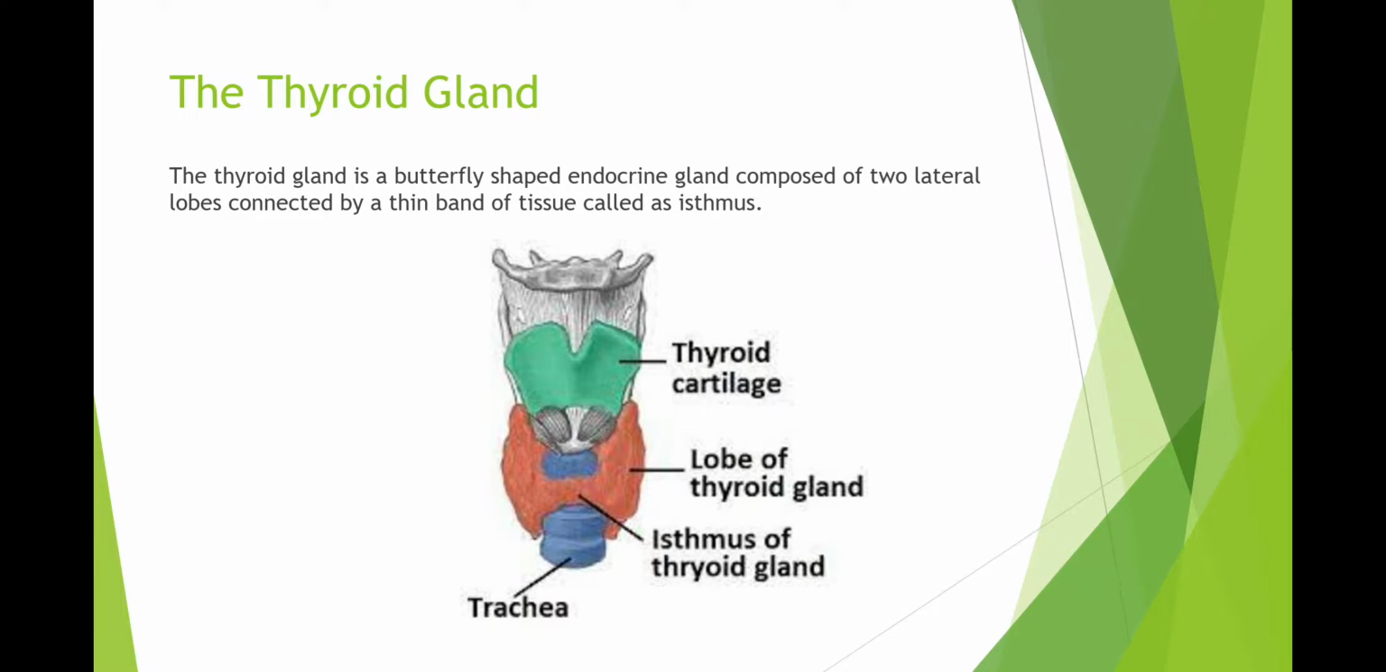The thyroid gland is a butterfly-shaped endocrine gland composed of two lateral lobes connected by a thin band of tissue called the isthmus. In the figure, we see the thyroid gland colored in red.